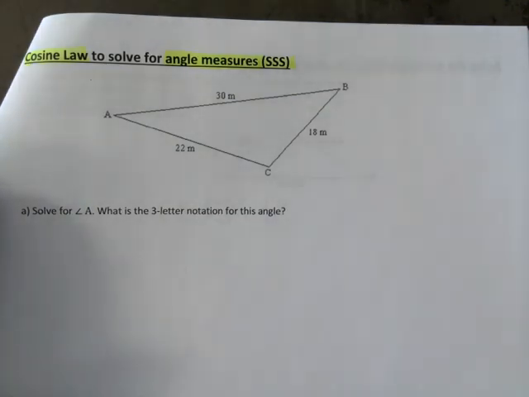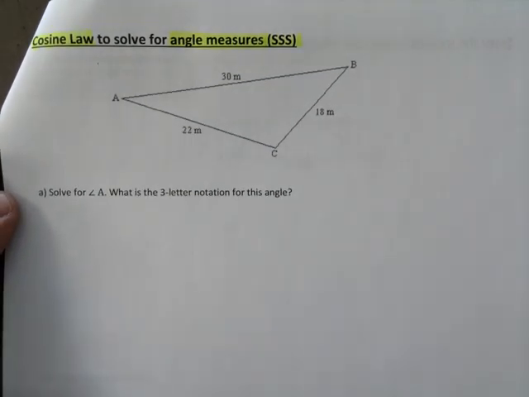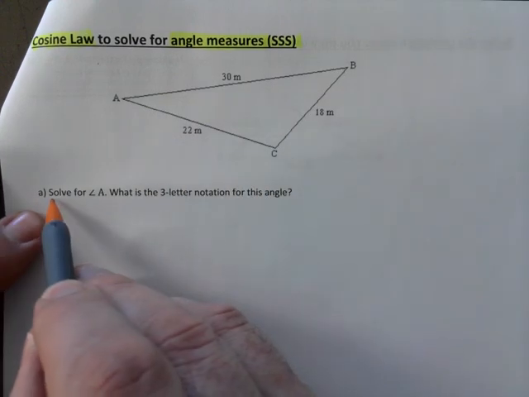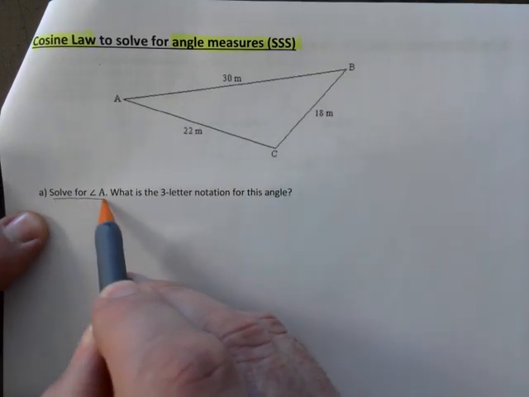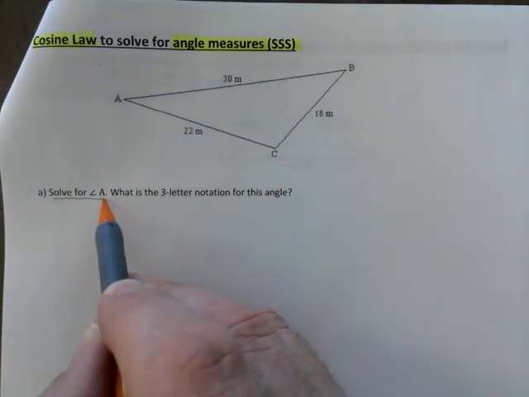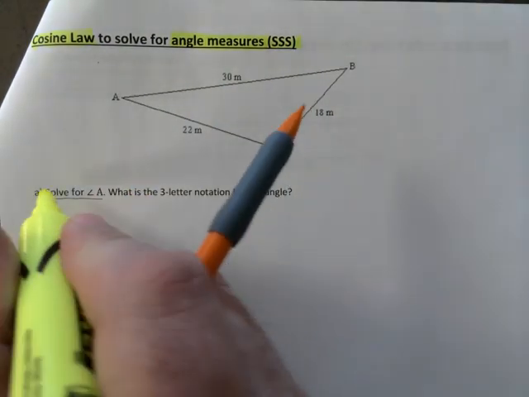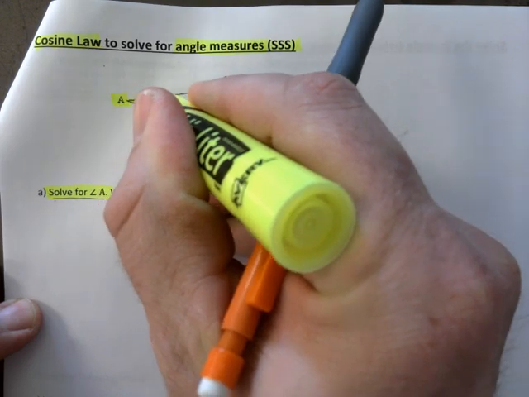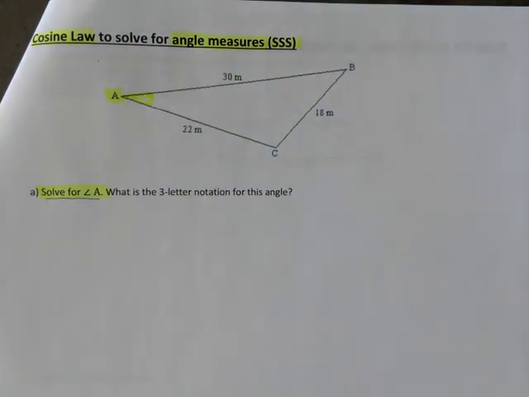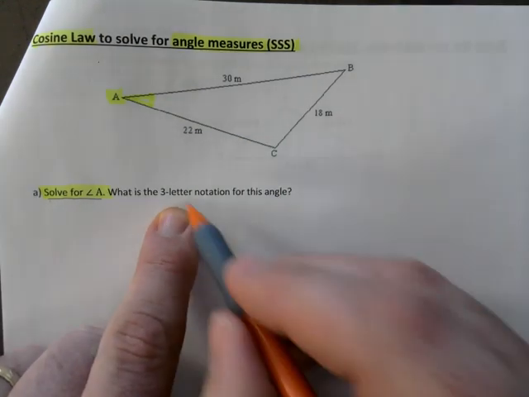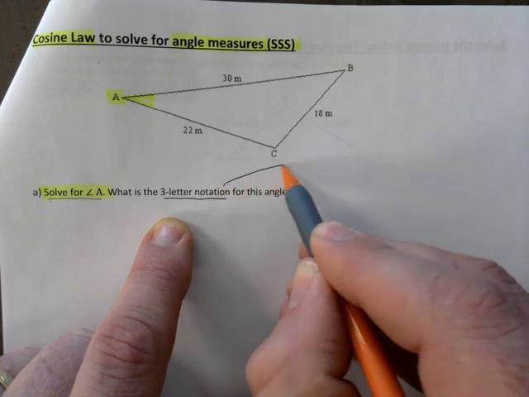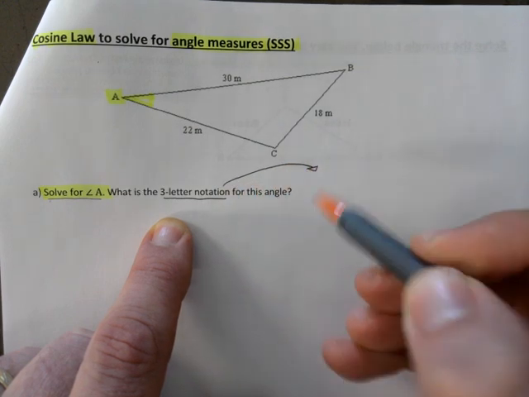I set it up a certain way, okay? So follow me here. First of all, we're asked to solve for angle A. Angle A is right here. They're asking us for this sliver here, the measurement of that angle. I want you to be comfortable with the three-letter notation, so let's do that as well, over here.